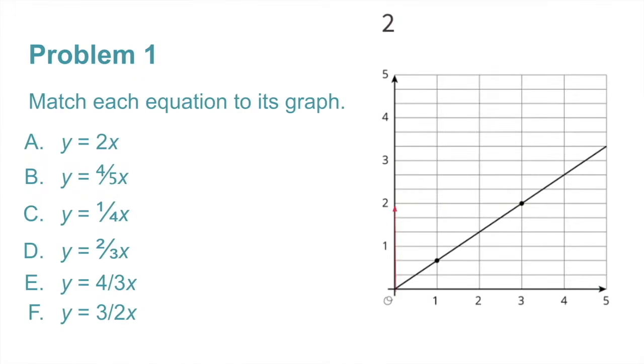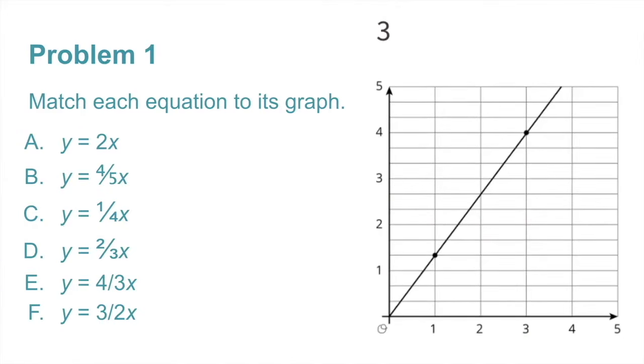The second graph has a rise of 2 and a run of 3. That would be 2 over 3, D. Y equals 2/3 x. Graph number 3. Going up, the units are divided into 3 sections. Here's a rise of 1/3, 2/3, 3/3, 4/3. So the rise is 4/3 and the run is 1. So we're looking for 4/3 over 1, or 4/3 divided by 1. That would be E. Y equals 4/3 x.